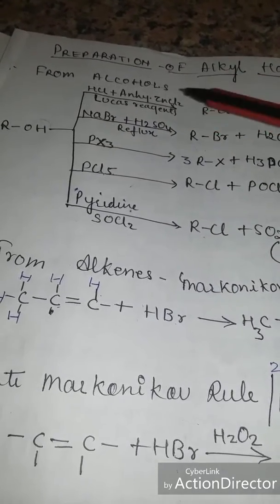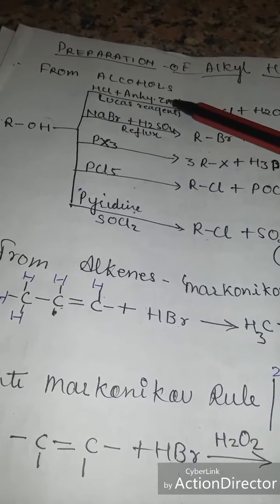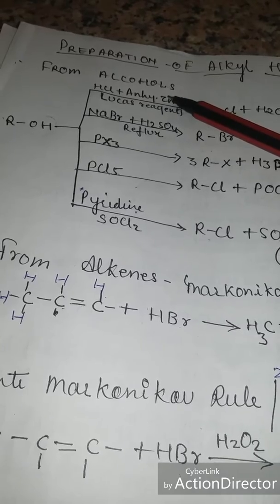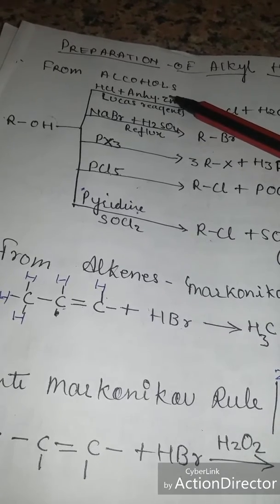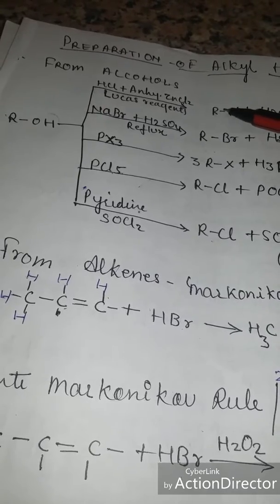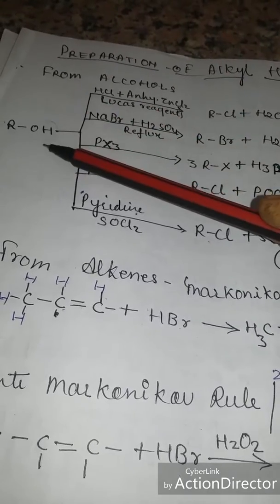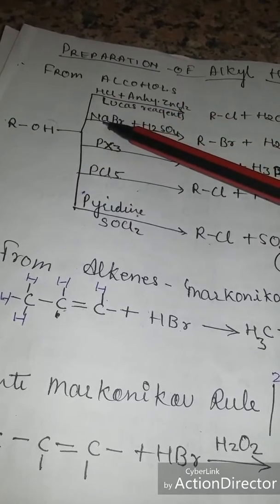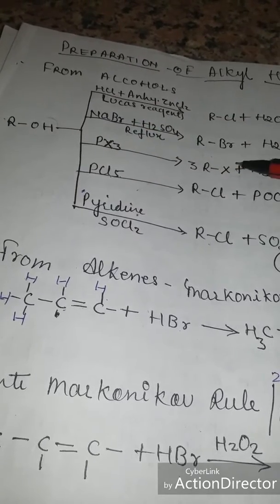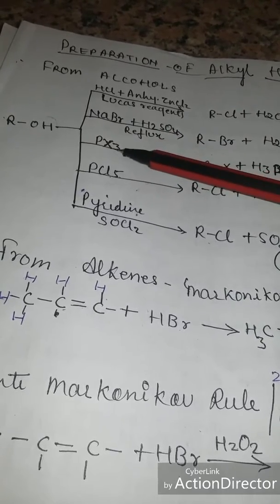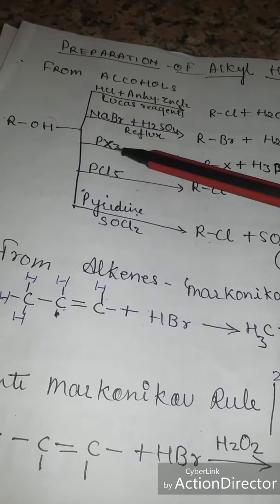Now in this case, the ZnCl2 which you are using is used to weaken the carbon-OH bond, and secondly, it absorbs the water from the reaction mixture, thus preventing the reverse reaction. It can also be prepared from alcohol when you reflux it with NaBr in presence of sulfuric acid. It can be prepared from phosphorus trihalide.